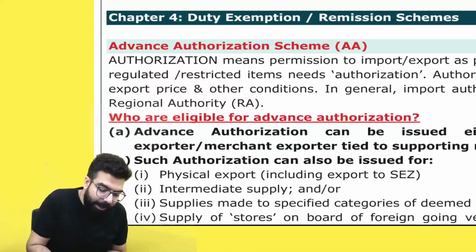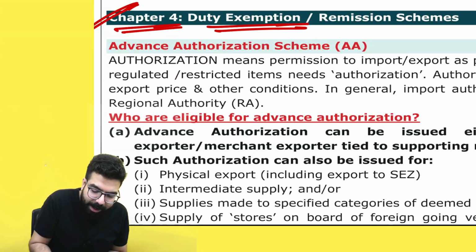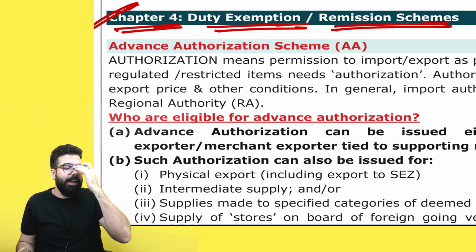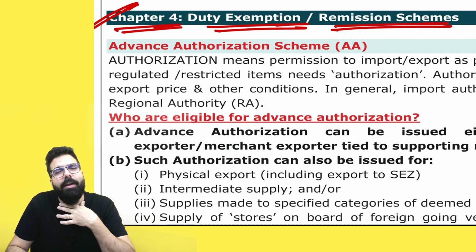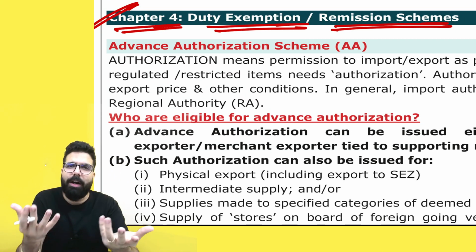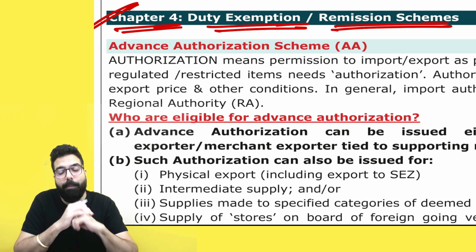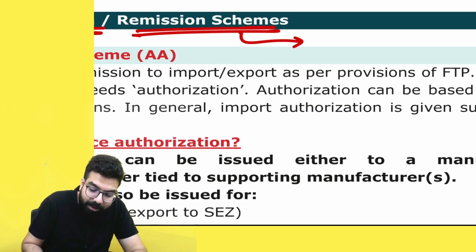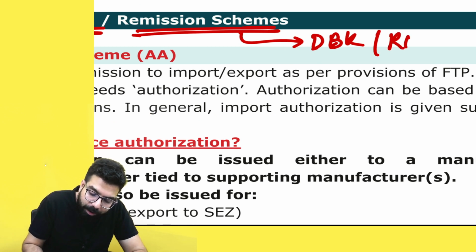Next. The next one over here is chapter number 4, duty exemption or remission scheme. Listen to me very carefully. One is duty exemption and one is duty remission. Sir, what is the difference between duty exemption and duty remission? Duty remission scheme is nothing other than duty drawback scheme, DBK scheme, or RoDTEP scheme. I will teach you about both of them.